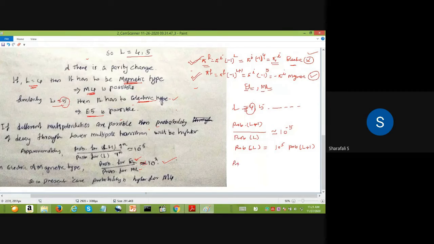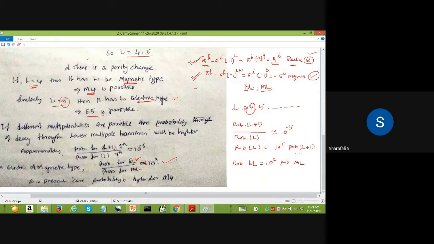So we can say that probability through electric will be equal to 10 to the power 2 times probability through magnetic. So I'll say probability through EL is 10 to the power 2 times probability through ML. Okay.